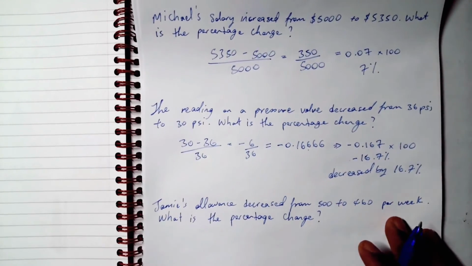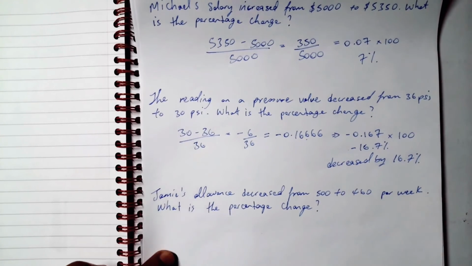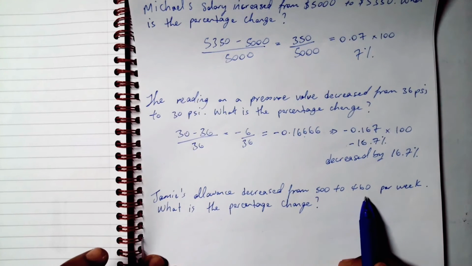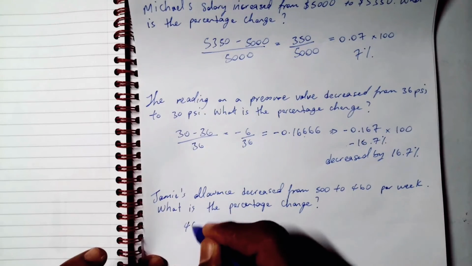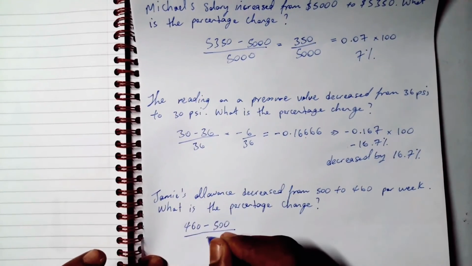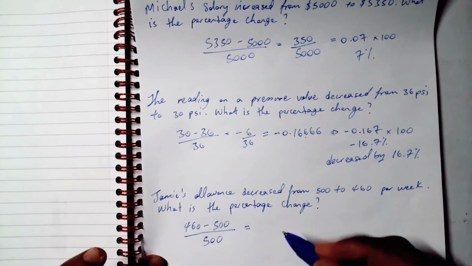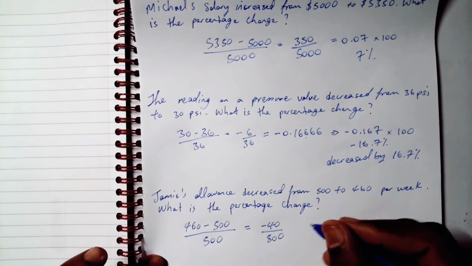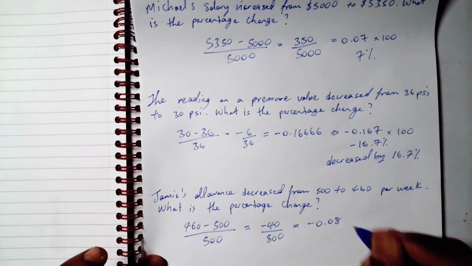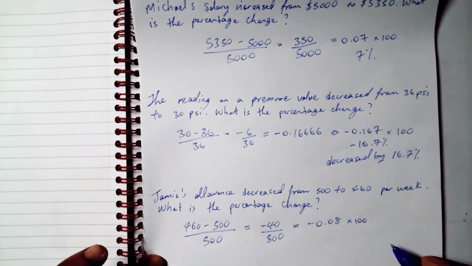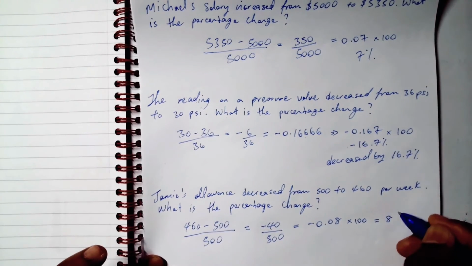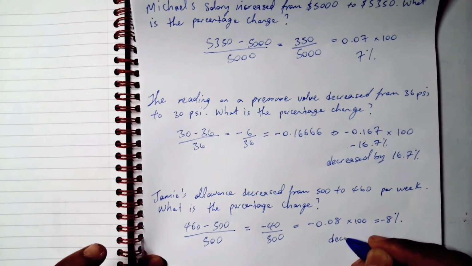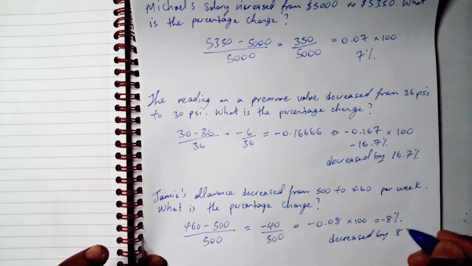All right, and our last example. Jamie's allowance decreased from 500 to 460 per week. What is the percentage change? So the new is 460. The old is 500. We're going to put that in our formula. This will be equal to minus 40 over 500, which is equal to minus 0.08. Convert this to percentage, we get minus 8%, or simply it decreased by 8%.